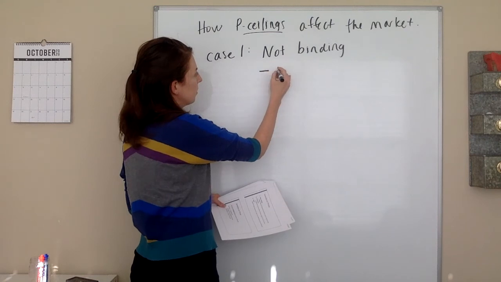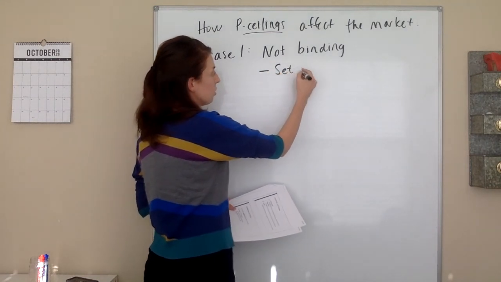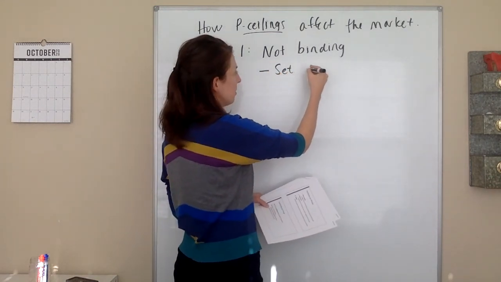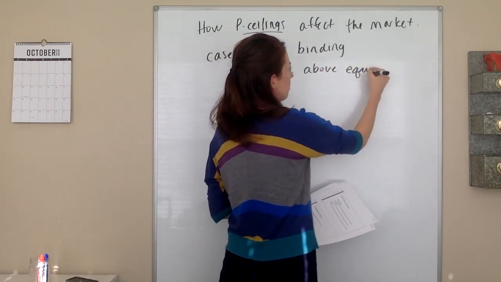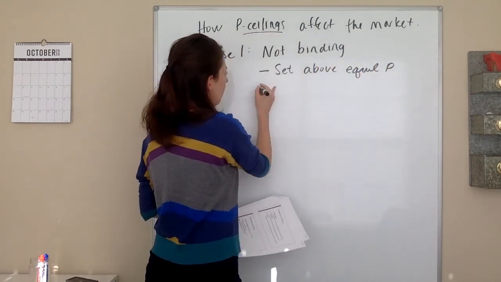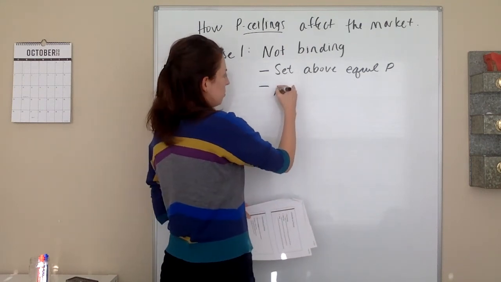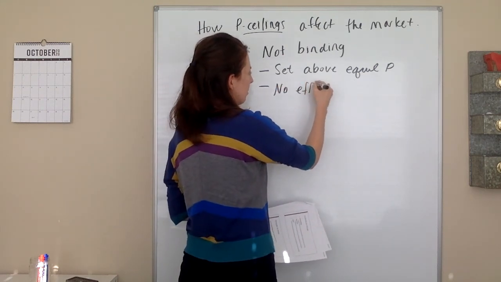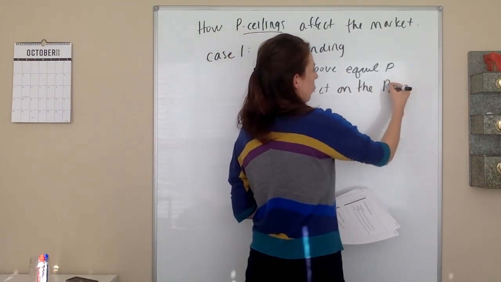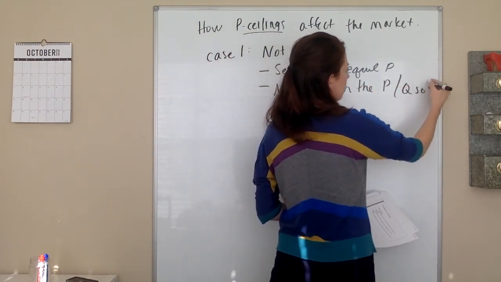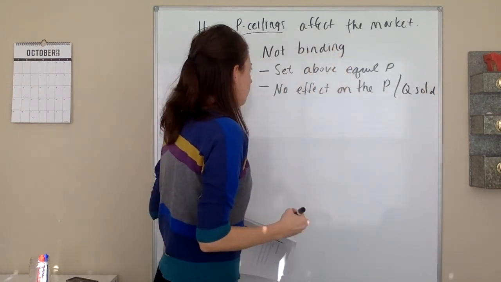So this case occurs when the ceiling is set above the equilibrium price. And then the result of this is that there's no effect on the price or the quantity that is sold. Okay, let me give you an example of this.